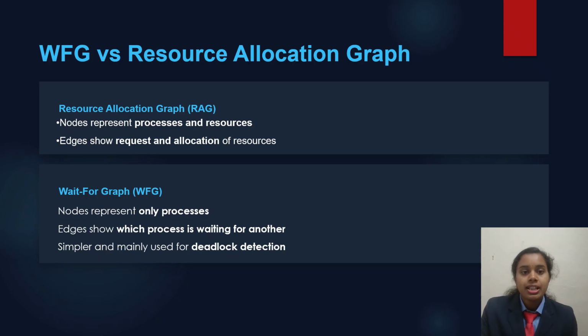Wait for graph versus resource allocation graph. In the resource allocation graph, the nodes represent the processes and the resources. The edges show requests and allocation of resources. Now coming to the wait for graph, the nodes represent only the processes. The edges show which process is waiting for another. It is simpler and mainly used for deadlock detection.